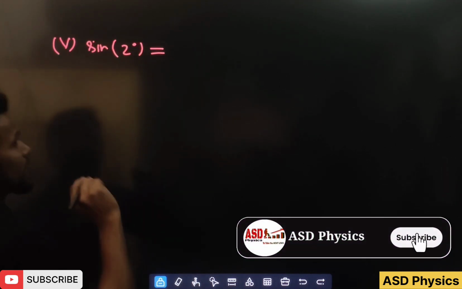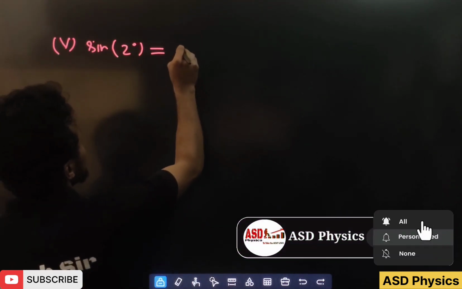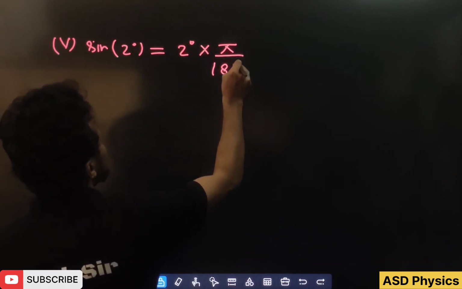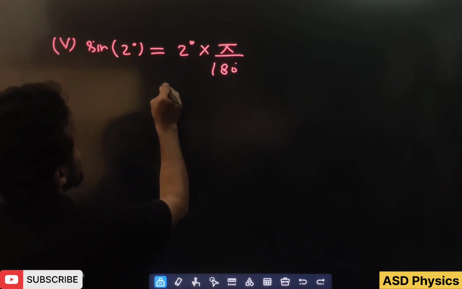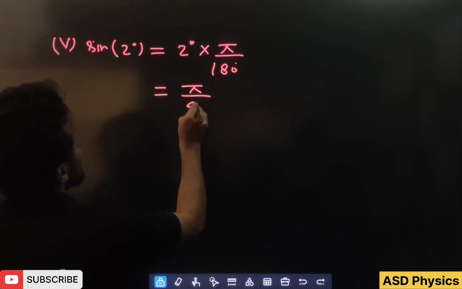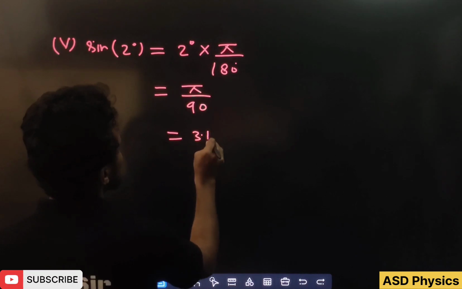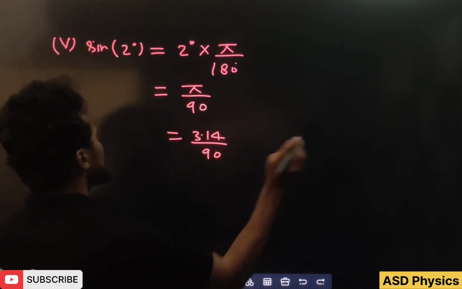So, sine 2 degree. Very rarely they will ask, but anyhow, I have told you, when theta is very small, this is the 2 degree here. But we have to write it in radian form. So what will this become here? It will become, students, pi by 90. Put the value of pi as 3.14 by 90, and you will get the answer.